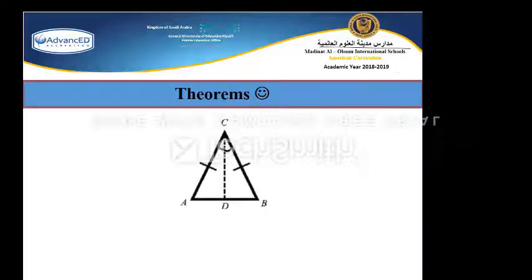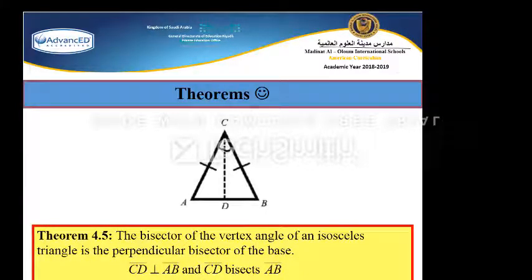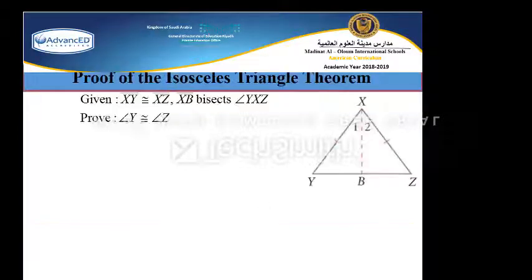If we have the angle bisector of the vertex angle, angle C, and this angle bisector is perpendicular to the base, then it is also the perpendicular bisector of the base. So if CD bisects the vertex angle and is perpendicular to AB, then it also bisects the side AB.